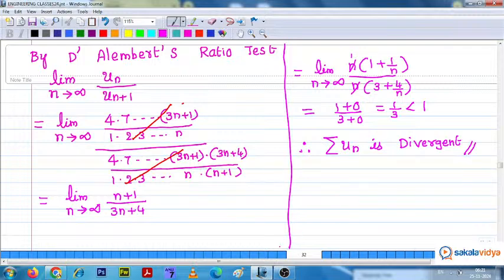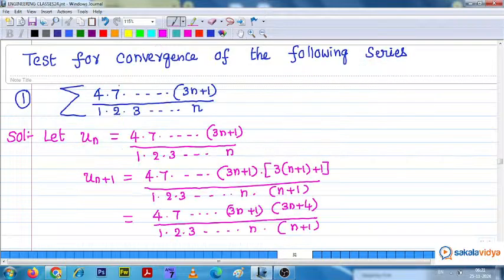So very simple. Now let us move on once again. Let me explain. See, you are asked to test the convergence or divergence of the following series. As the nth term of the series consists of the product of infinite numbers, we can apply D'Alembert's ratio test. So first let us say un is equal to 4 into 7 into and so on 3n plus 1 divided by 1 into 2 into 3 into so on n.